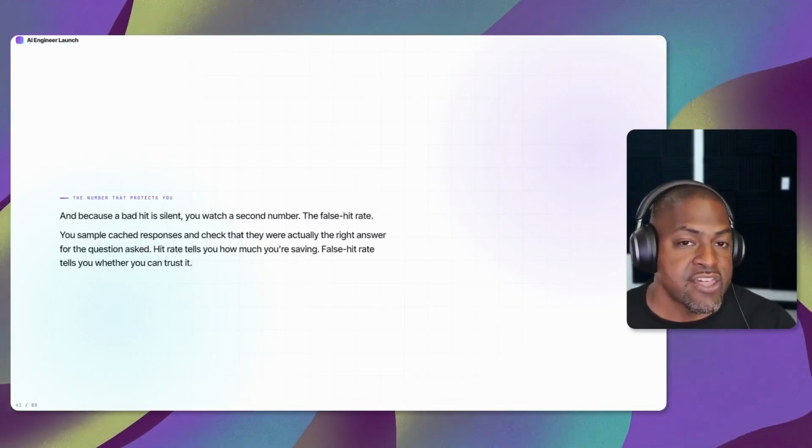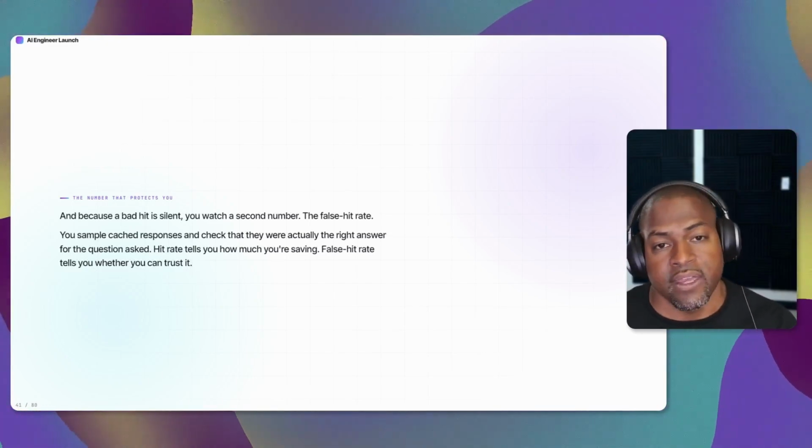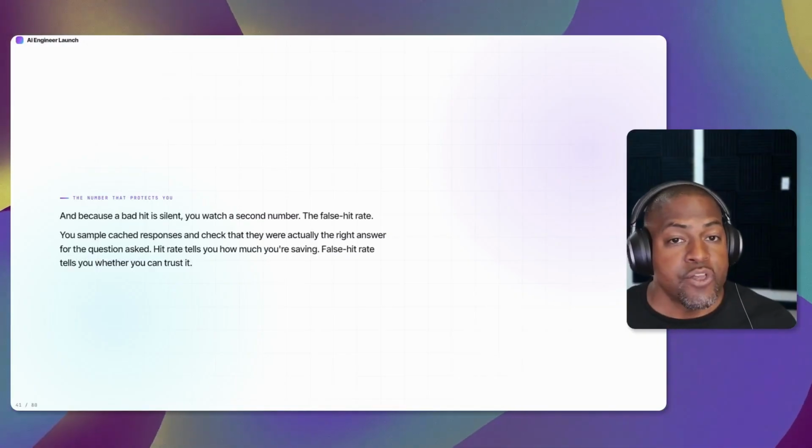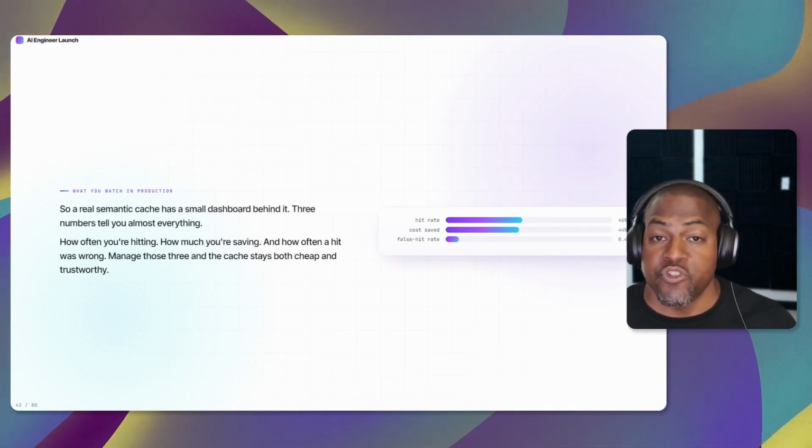So a real semantic cache has a small dashboard behind it. 3 numbers tell you almost everything. How often you're hitting, how much you're saving, how often a hit was wrong. Manage those 3 and the cache stays both cheap and trustworthy.